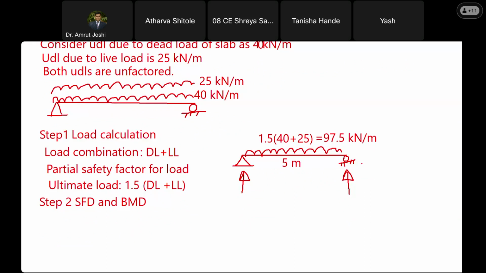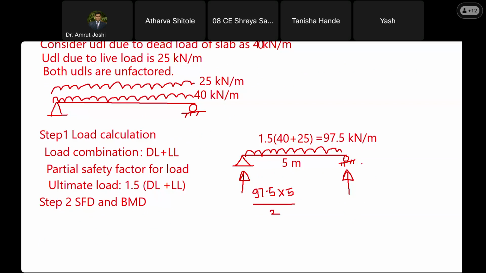So this load is 97.5 kilonewton per meter. The length is 5 meter. So total load is 97.5 into 5. And half the load is 97.5 into 5 by 2. So this reaction is going to be 97.5 multiplied by 5 by 2. Similarly, this reaction is going to be the same.